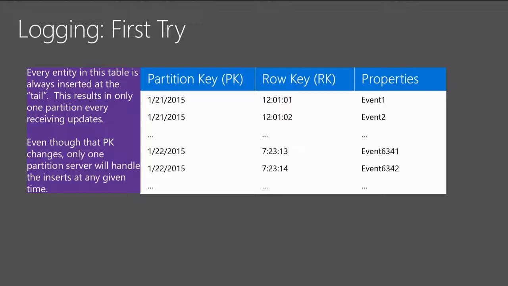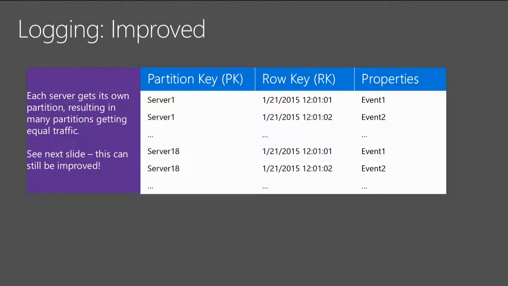So the partition key is new every single day, but there's still only one, right? So we have just no ability to load balance, no ability to help you out. So let's try this a different way. Still with tables, now we're splitting it out and giving each server its own partition key. This is going to be better. It's going to perform better. It gets away from that hot partition, solves that problem.